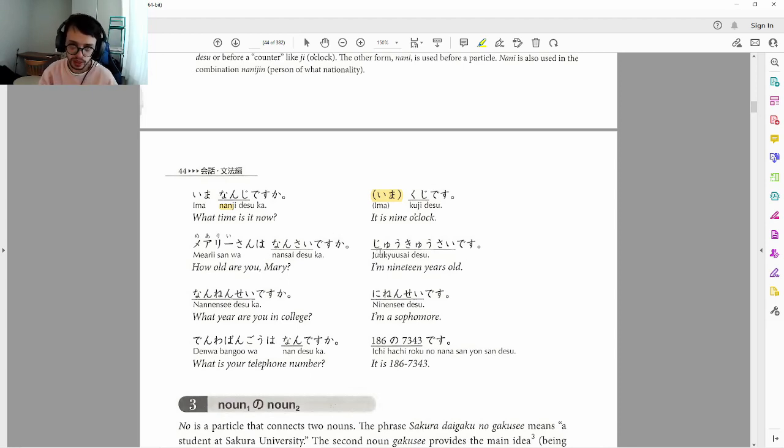And then 19 sai desu, right? So I'm 19 years old. And then you're thinking, wait, isn't ku here? Isn't that 9? Why is it kyuu here? And it's because this language is really hard. Believe me.